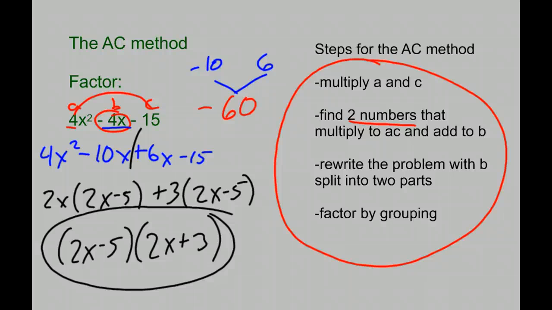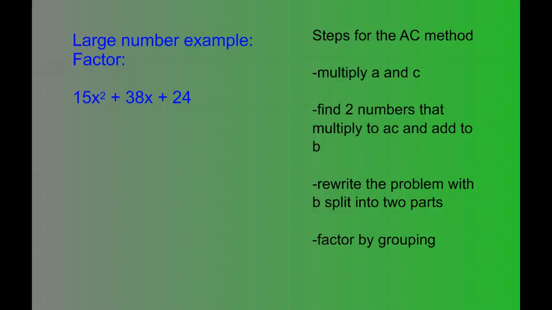The AC method is longer, but it is a method that'll work all the time, and if you can factor by grouping, it's a method that you can do consistently. Let's look at these steps on a slightly larger numbered problem. So when I look at a trinomial like 15x squared plus 38x plus 24, first thing I recognize is there is no common factor. There is nothing that goes into 15, 38, and 24. So therefore I'm going to have to use the AC method because I can't factor anything out.